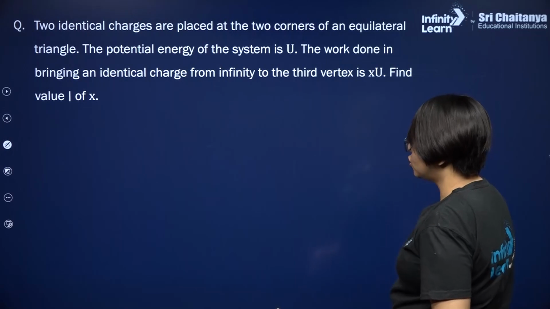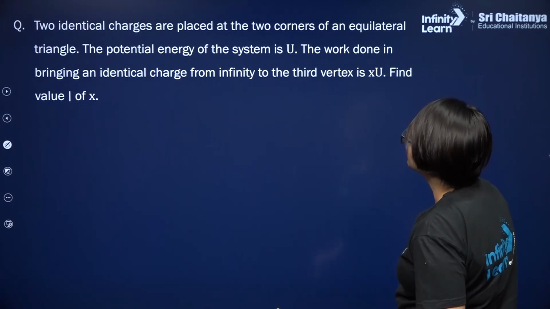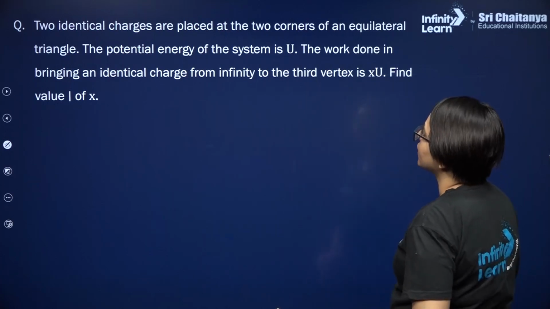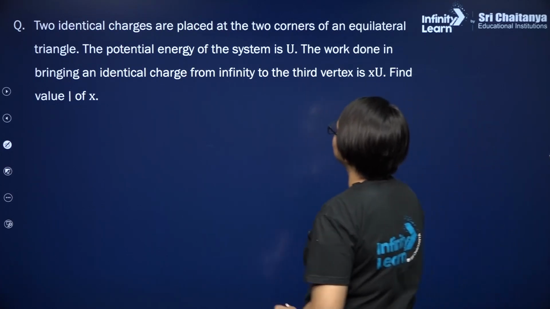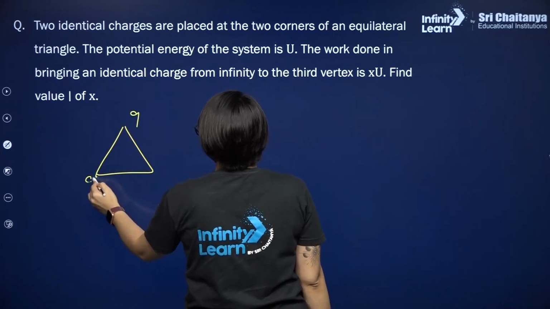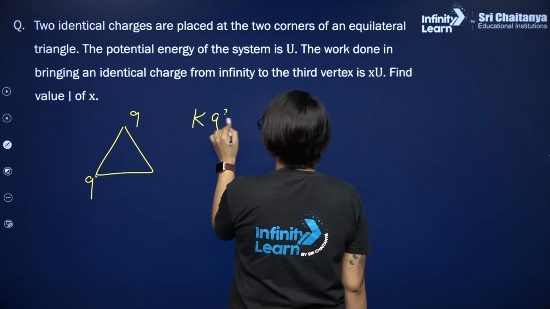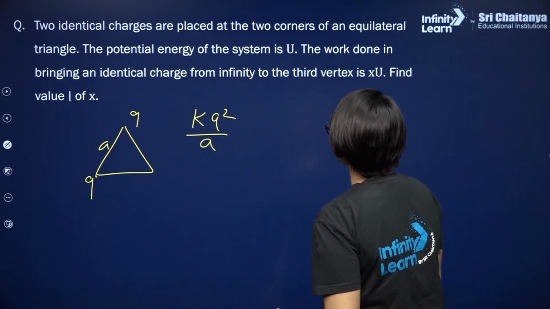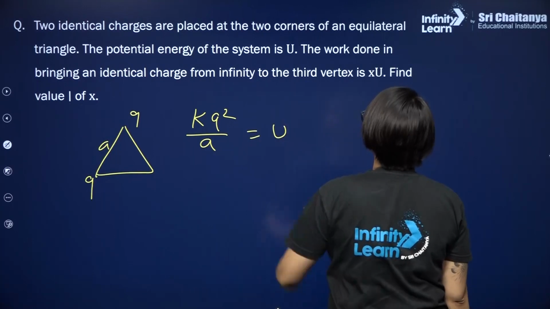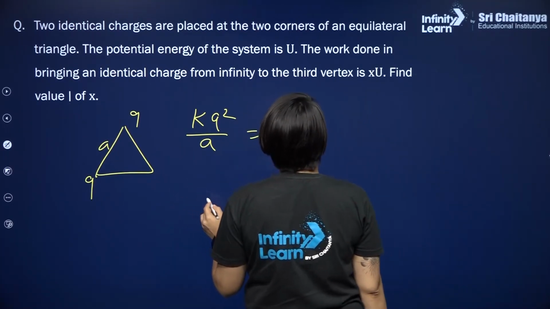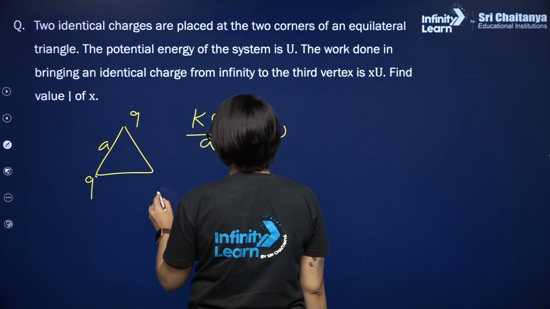Next is this one. Two identical charges are placed at the two corners of an equilateral triangle. The potential energy of the system is U. It is K Q square upon a, K Q1 Q2 upon a. The potential energy of the system is U. The work done in bringing an identical charge from infinity to the third vertex is xU. Find the value of x.